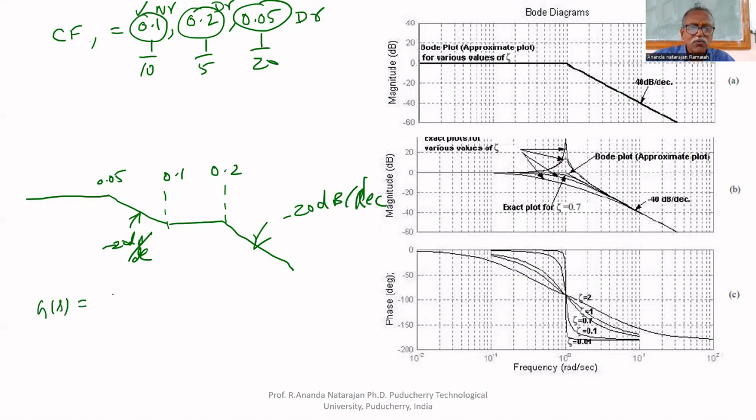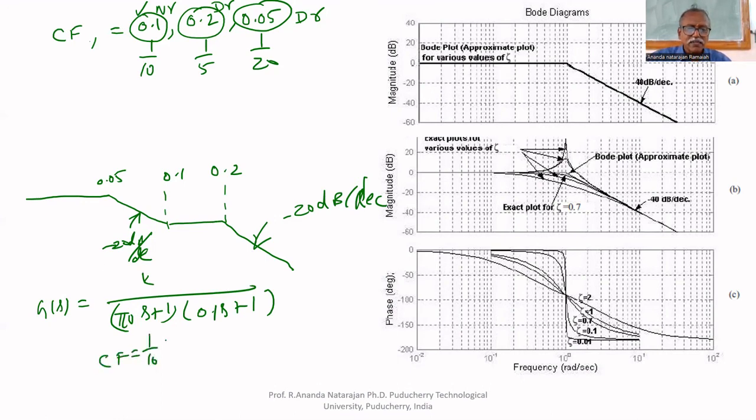Now we will draw K by (10s plus 1) multiplied by (0.1s plus 1). What are the corner frequencies? First corner frequency is 1 by 10, that is 0.1. Second corner frequency is 1 by 0.1, that is equal to 10. First corner frequency is 0.1. Second corner frequency is 10.